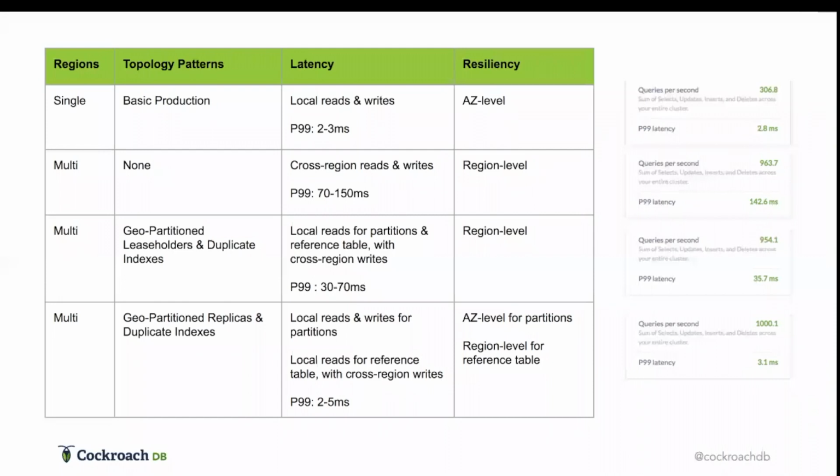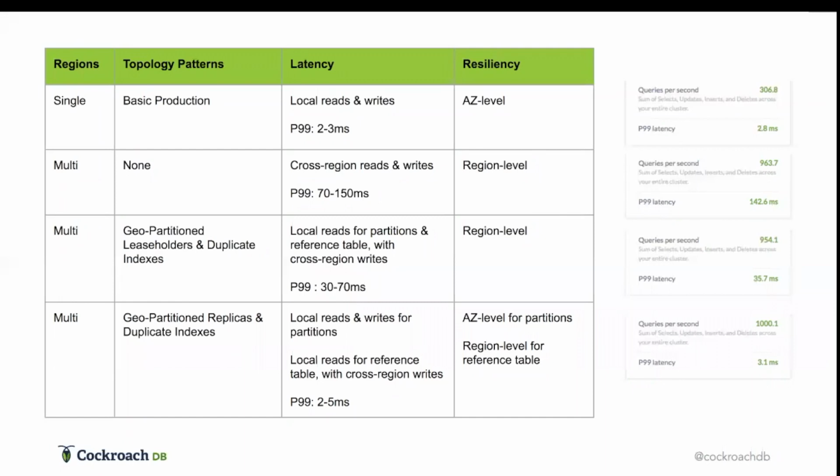AZ level failure, that's pretty good. To be able to tolerate that. And the other thing is, in this case, when one AZ goes down, you're fine. When two AZs go down, then that's the equivalent of a region level failure. But the likelihood of two AZs going down at the same time is incredibly low. But you do have to think about what's most important to you.